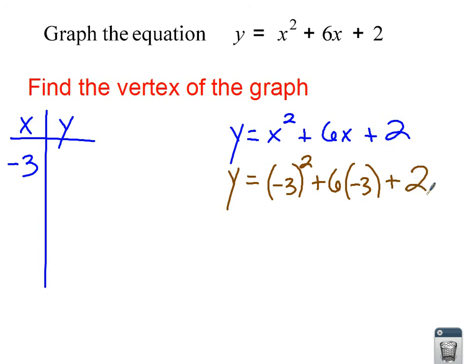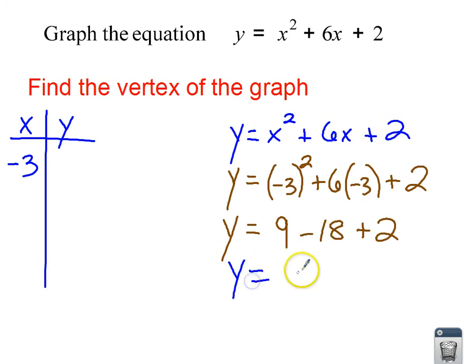All right, let's do order of operations. -3 squared is 9. 6 times -3 is -18 plus 2. Continue with the order of operations. 9 minus 18 is -9. Oh, let's write it out. So we have -9 plus 2. So the y value is going to be equal to -7.